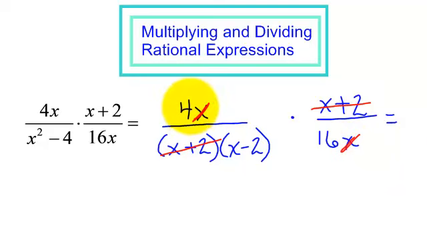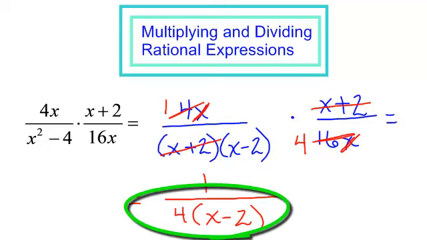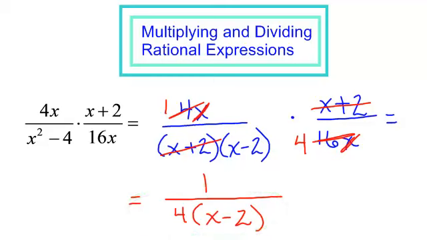So 4, we're going to 4 one time, and 4, we're going to 16 4 times. Let's see what I have in the numerator. It looks like it's only 1. In the denominator, it looks like I have 4 and x minus 2. So 4 times x minus 2. Make sure your teacher is okay with you leaving it factored, but if she wants you to multiply that out to 4x minus 8, make sure you do so.